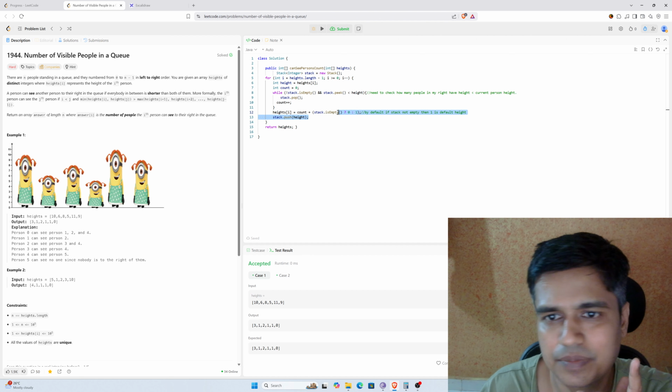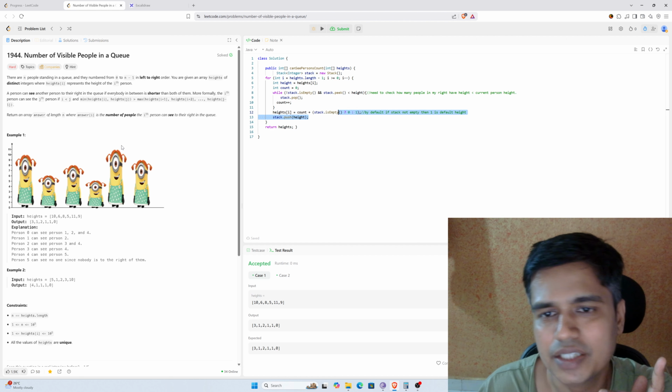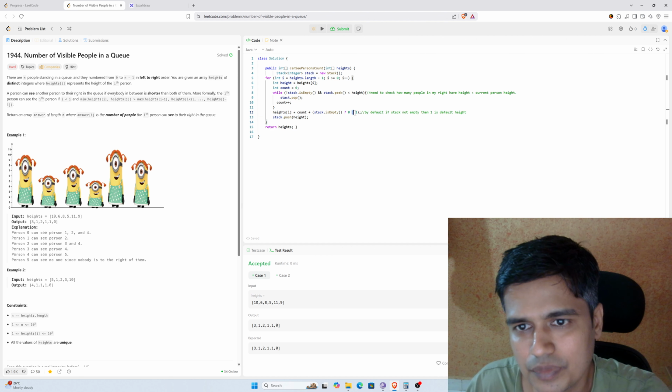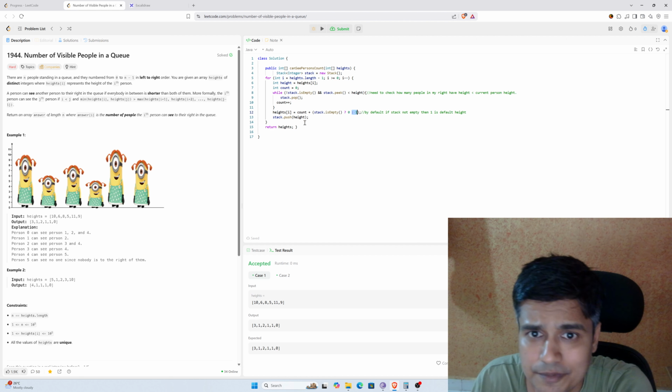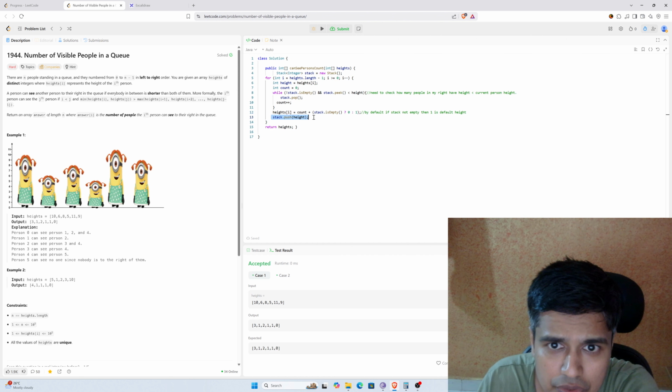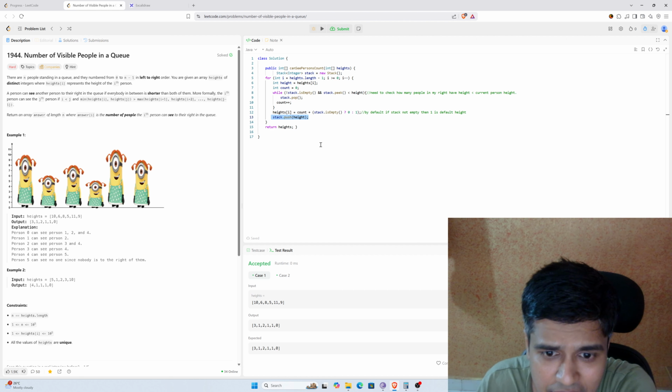If the stack is not empty, there is someone sitting over here in the stack, so we put it as one over here. So this way we're going to conclude. No matter what happens, we're going to keep adding people to the stack.